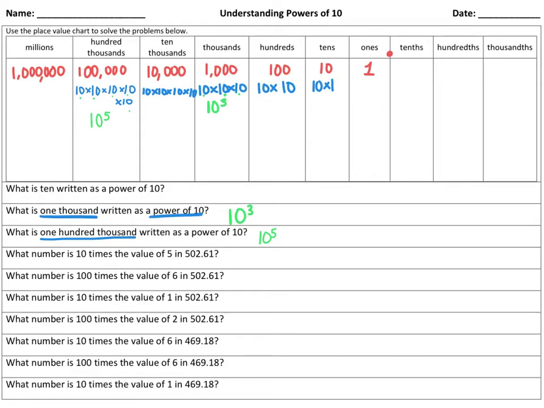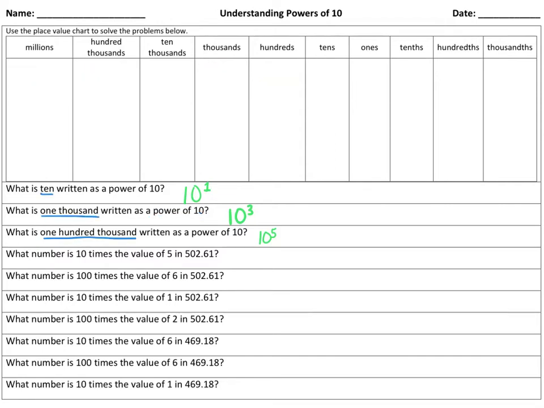Oops, I skipped the first problem, silly me. What is 10 written as a power of 10? So here's our 10. 10 written as a power of 10 is 10 to the first power, because 10 times 1 is 10. So there's only 1 ten in our equation. So I will write 10 to the first. All right, now let's move on to our next problem.